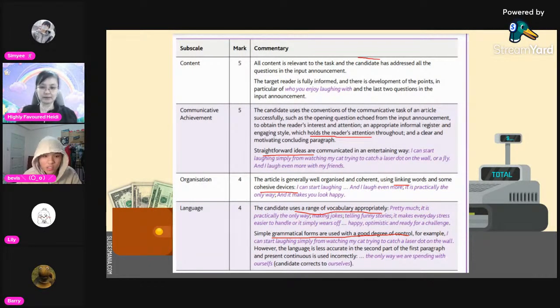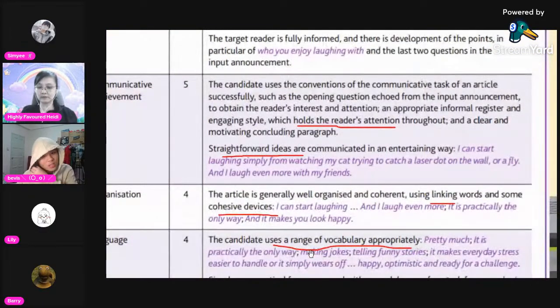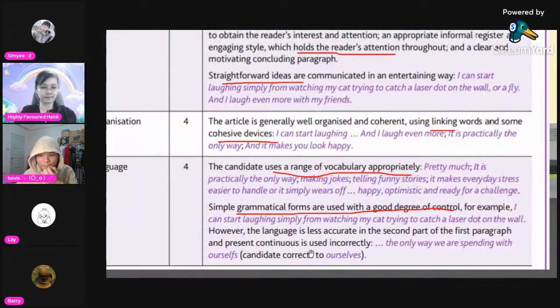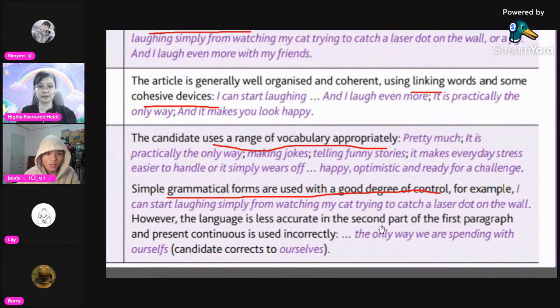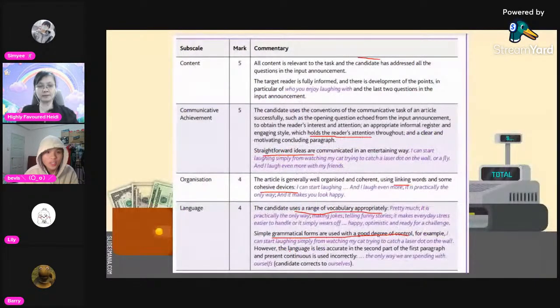Look at the how. I'd better make it bigger, okay, so that a lot of you can see it. Right. So it's this one. However, the language is less accurate in the second part of the first paragraph. All right, and present continuous is used incorrectly. So the only way we are spending with ourselves. So here, not correct, incorrect. Okay, so they will identify that one, and then they cannot score a 5 because of that. All right, otherwise content and communicative achievement easily score.